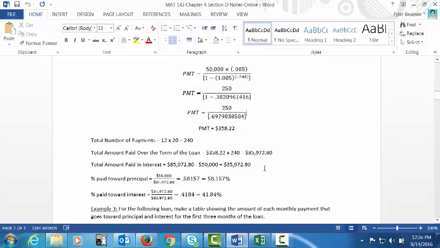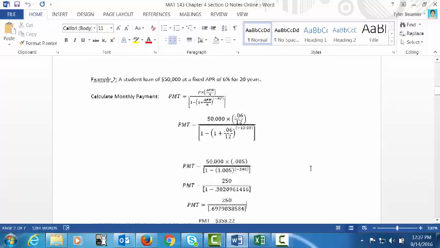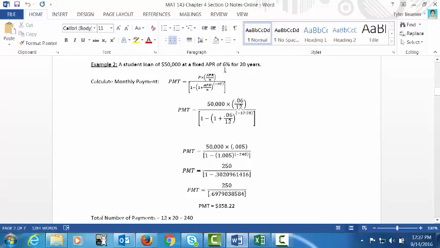So notice this person's paying a substantial amount of interest, $35,972.80. So 58% of what they paid went towards the principal, and then 41% of what they paid went towards interest. So the idea is that you want to reduce the amount of interest that you pay. And of course, reducing this percentage rate of APR will help you do that, but also reducing the life of the loan and paying the loan off quicker will also reduce the amount of interest that you pay.